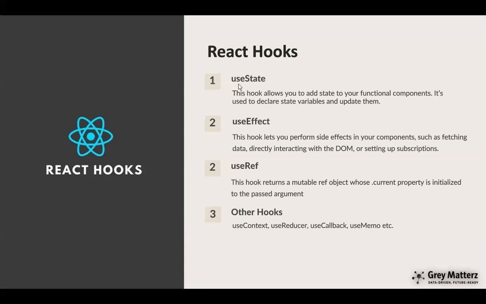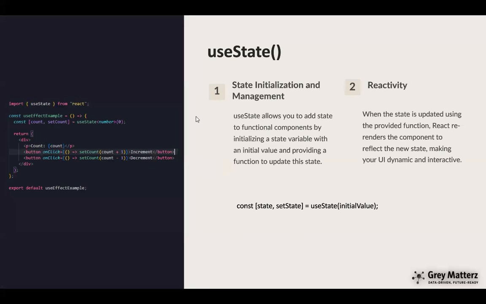So we will see what is the useState hook. The useState hook lets you add state to a functional component, and it returns two values: a state variable and a state update function. As you can see, this is the simple syntax of a useState hook, where we have defined a useState hook and passed an initial value in it, and it is returning an array which has two values, state and setState.